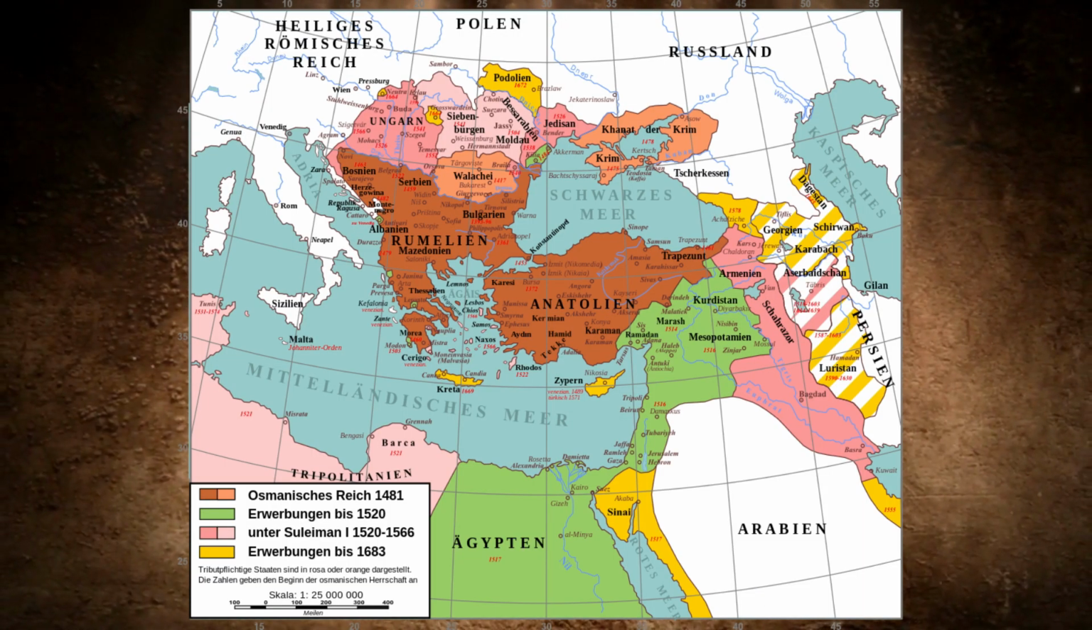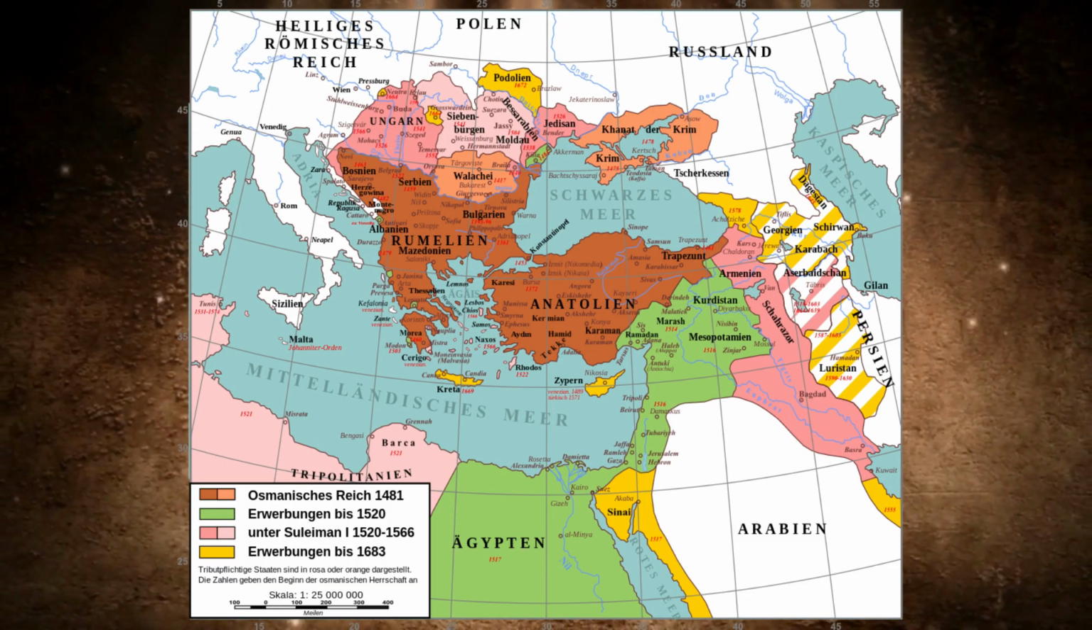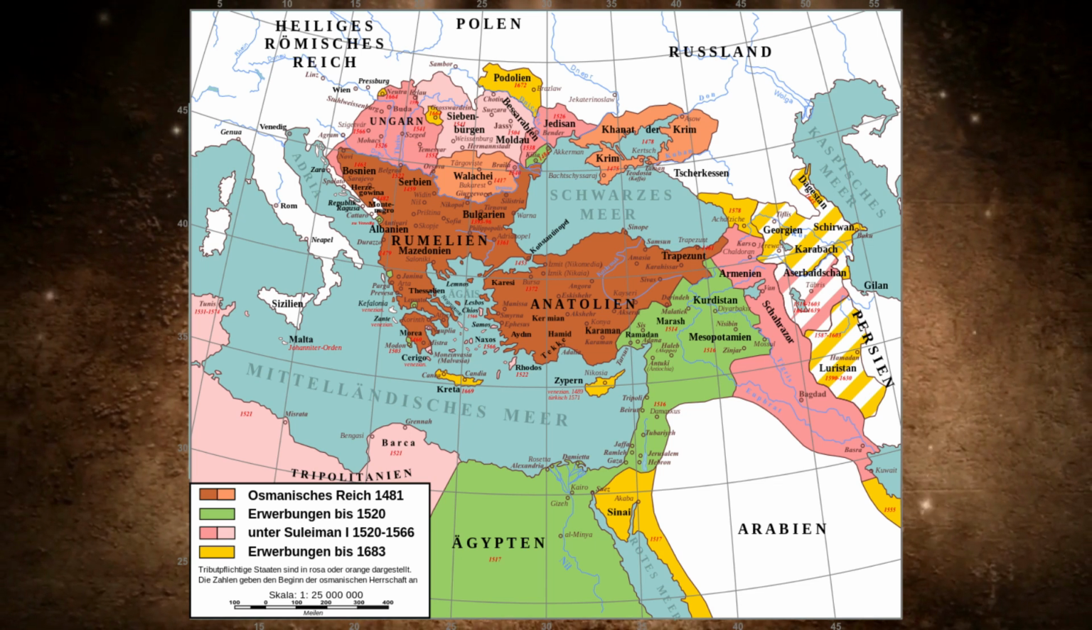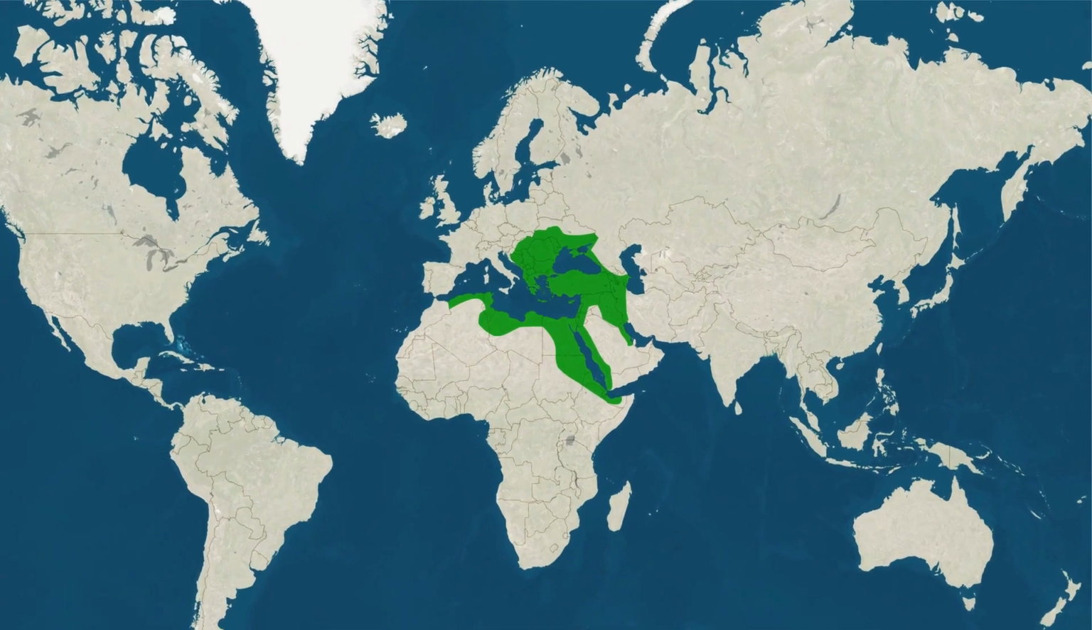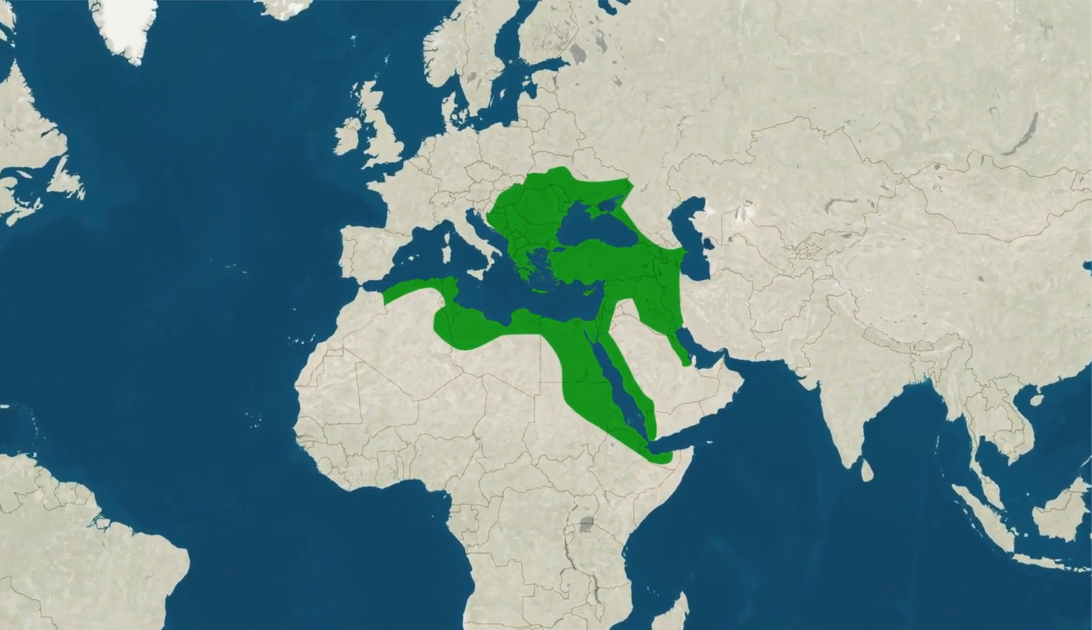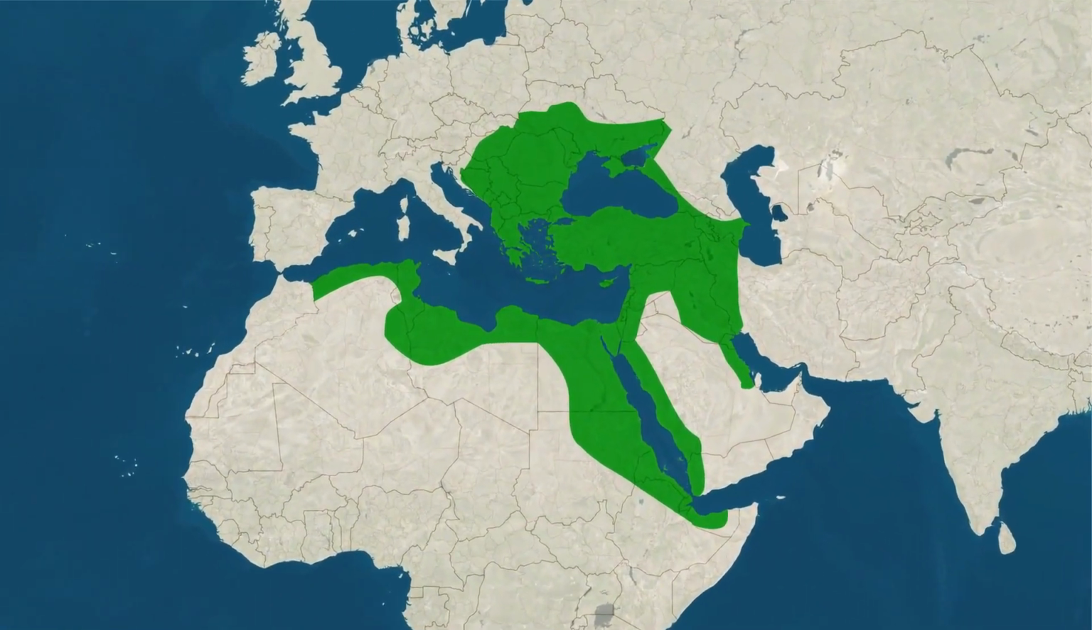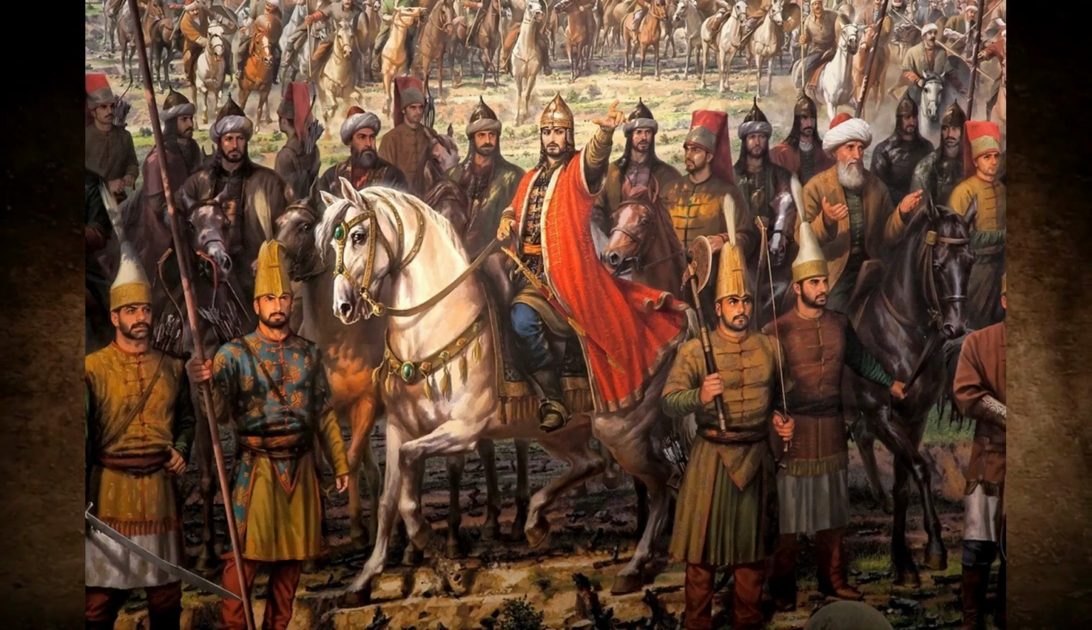He conquered Baghdad in present-day Iraq and continued to conquer the entire Arabian Peninsula. Even more territories in North Africa fell to the Ottomans. By the end of the century, almost the entire Arab world was under the control of the sultans.